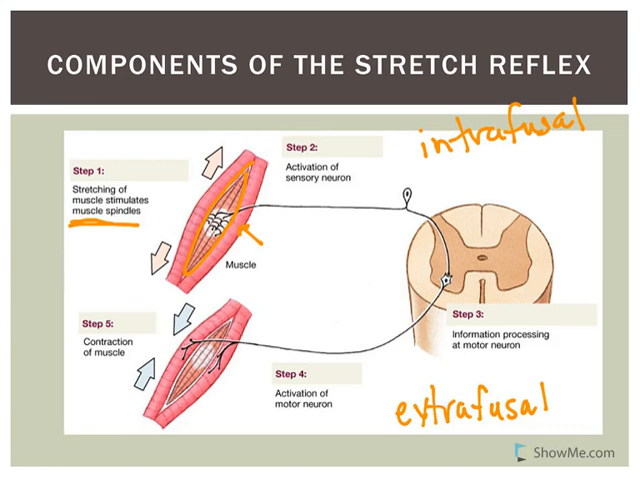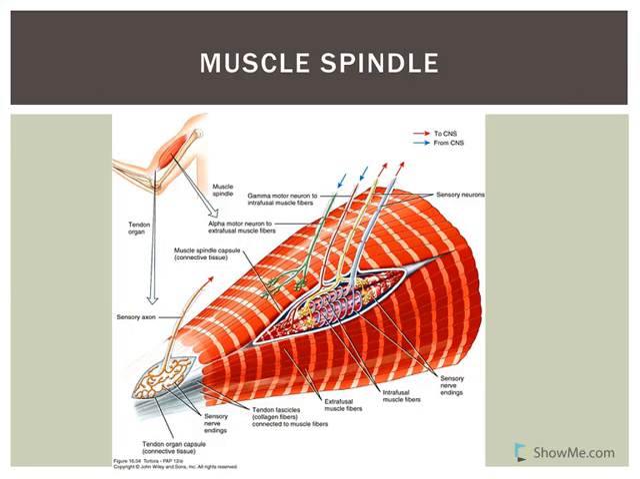On this picture, you'll notice here's the sensory neuron. It directly synapses with the motor neuron. So there is no interneuron involved. It is monosynaptic. This picture shows you a little bit better view of the muscle spindle. Here the muscle spindle is within the intrafusal muscle fibers, and out here are the extrafusal muscle fibers.